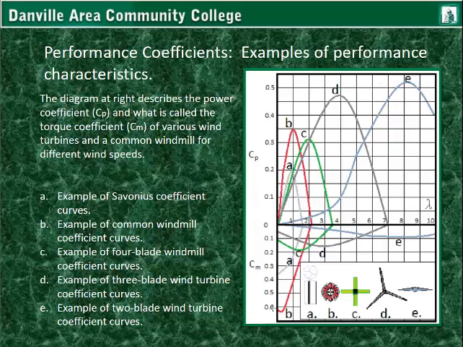Also, if you notice, the torque coefficient of the windmill is pretty good, but it's really good at a very low wind speed and then drops off fairly quickly. Whereas the two- and three-blade designs have a more sustained amount of torque through a varying amount of wind speeds, or a range of wind speeds.